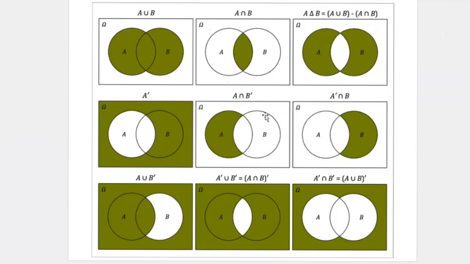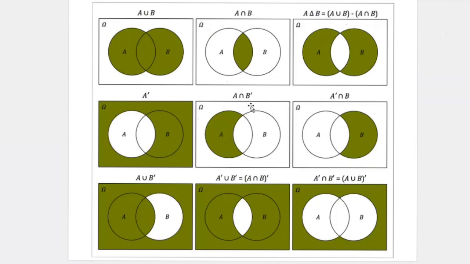Now, A intersection B prime means, so first of all, we have two operations here. We have the prime and then we have the intersection. Now, B prime is what? Everywhere that is not B, right? Everywhere in this rectangular set and set of A and B that is not B, right? So pretty much everywhere here, and then the circle of A.